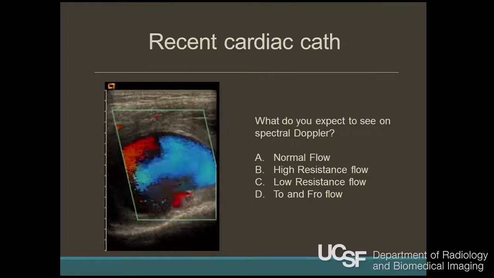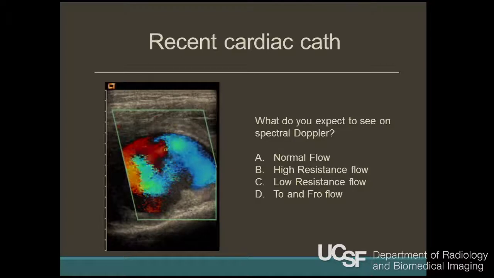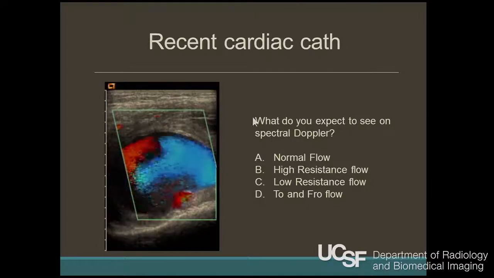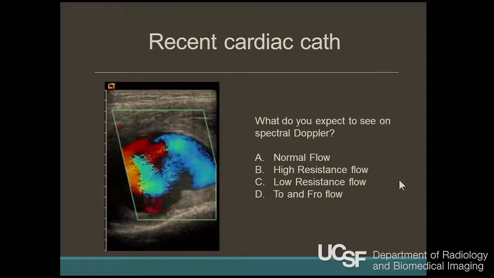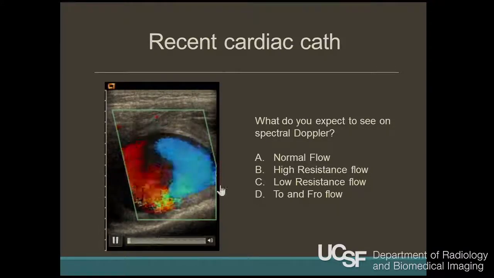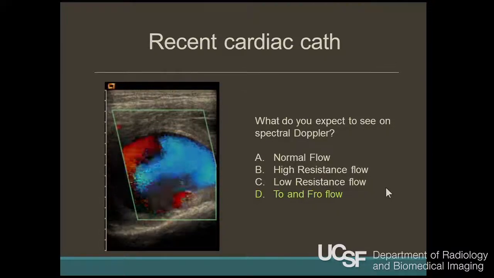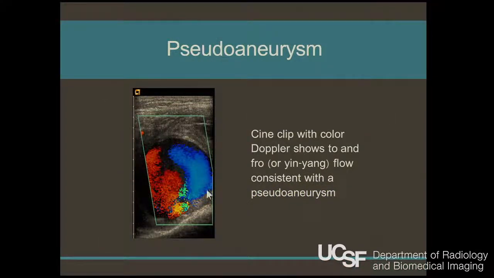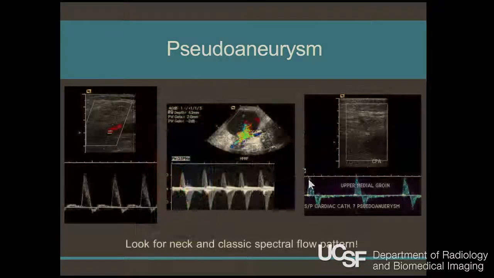So this is a relatively easy mini case, but I'm going to show it for a different reason. And what would you expect to see on spectral Doppler flow? This is color Doppler. So spectral Doppler flow is to and fro flow. So this is a pseudoaneurysm. Hopefully everyone knew that, with this classic yin-yang type appearance.